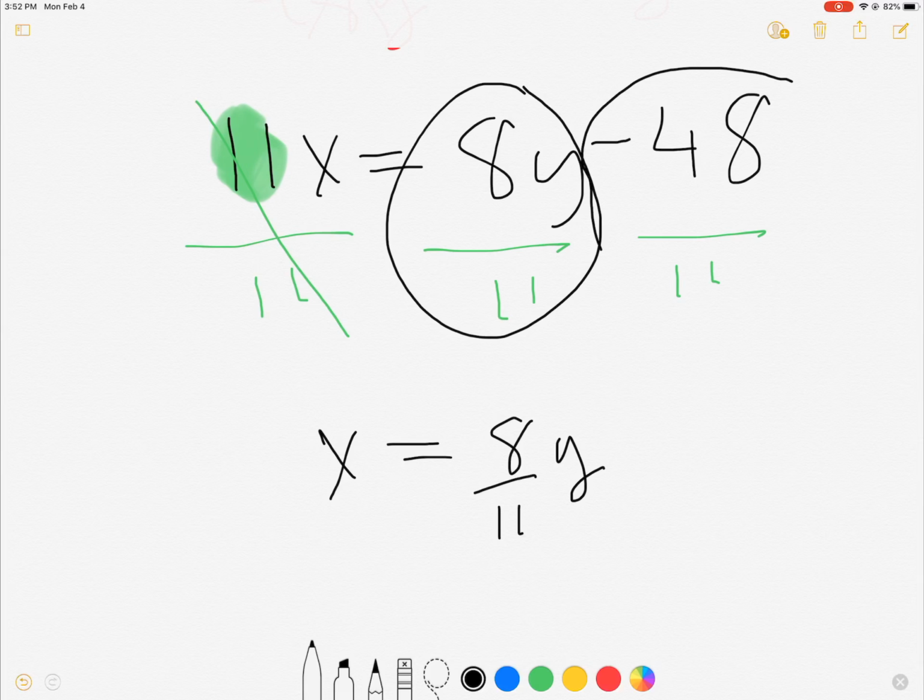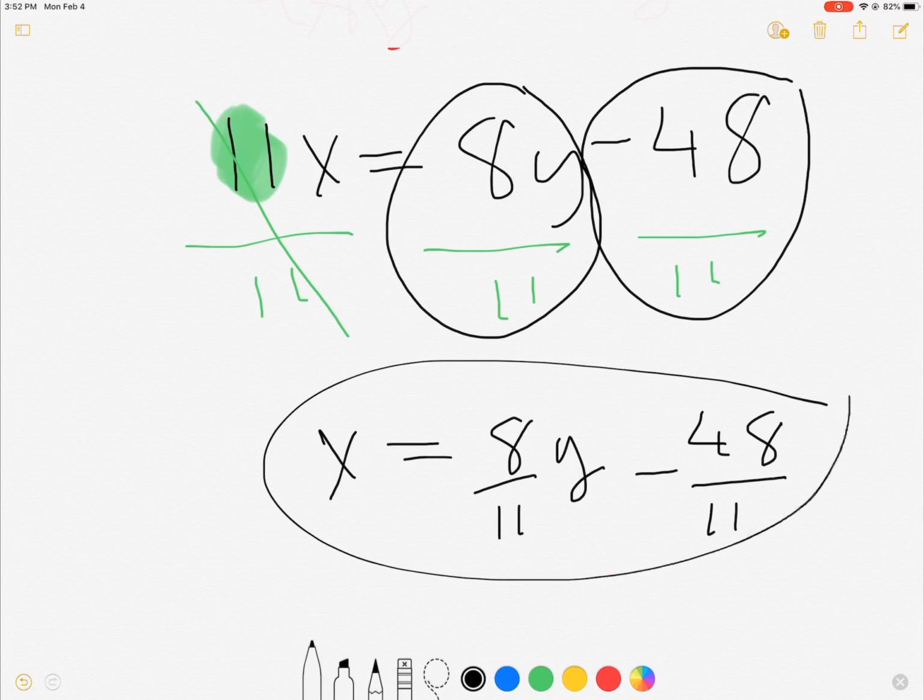And looking at this term, 48 can't really be divided by 11, so I just keep it as is, as a fraction. I don't even bother putting that in a mixed number. And this is the final answer. Notice that this time I solved for x, not y. So it really depends on what the question is asking you.